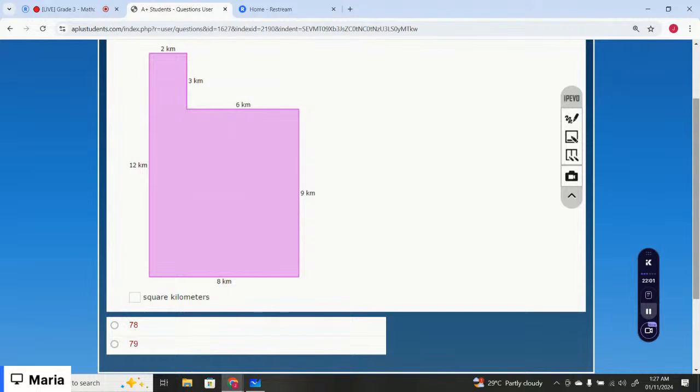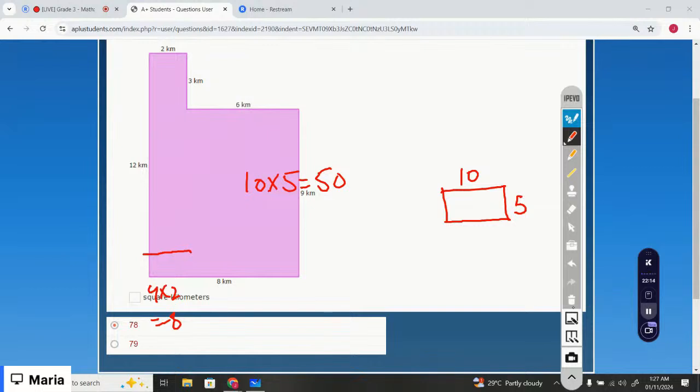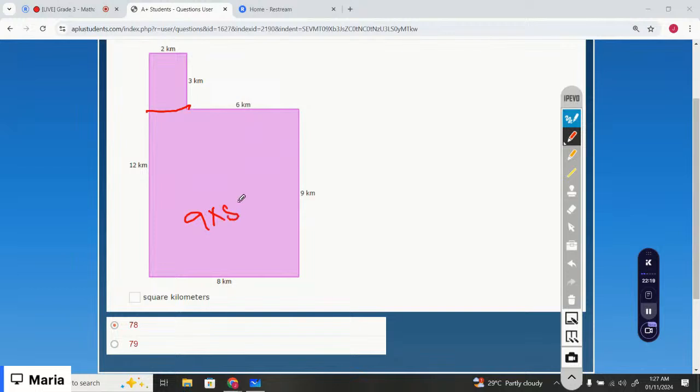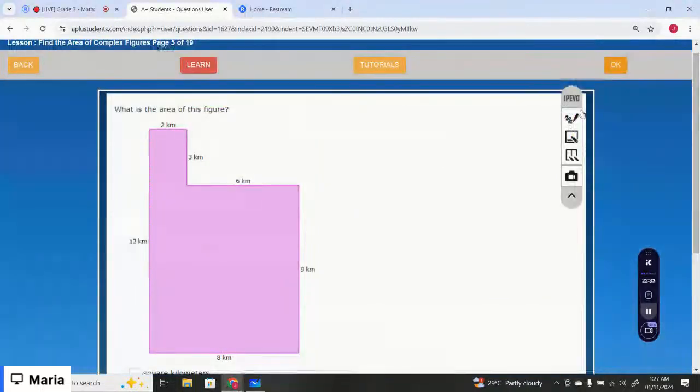The correct option is, 10 times 8, 9 times 8 is 72 and 6. Very good. 78 it is, not 79. That is for this one. You have to divide like this. For this one, you have to do 9 times 8, that is 72. For this one, you have to do 2 times 3, that is 6. So 72 plus 6 is 78, isn't it? 78 it is. Option number 1 is the correct option.